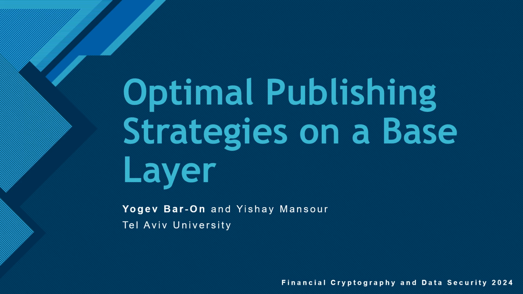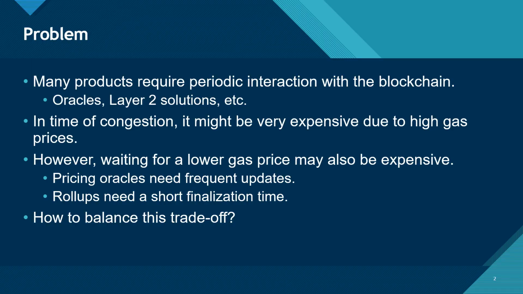This is a joint work with Yishay and Mansour on optimal publishing strategies on a base layer. The problem we're tackling in this research is that many products nowadays require periodic interaction with the blockchain. This includes pricing oracles, for example, that need to update pricing pretty frequently on the blockchain, or layer 2 solutions like rollups that need to finalize their transactions on the layer 1 blockchain.